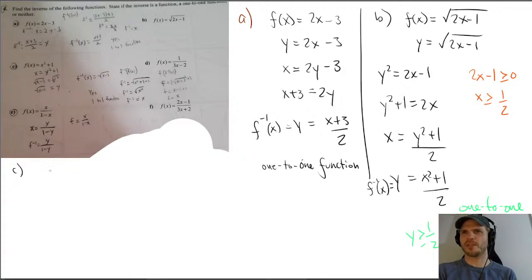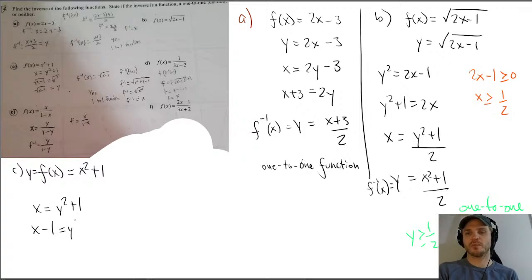So okay, then f of x equals x squared plus 1. So this is c. Y is that. So I'll swap it and solve this time. So we get x equals y squared plus 1, minus 1 from both sides. X minus 1 equals y squared. Take the square root on both sides. Y equals plus or minus the square root of x minus 1. So this is not a function.